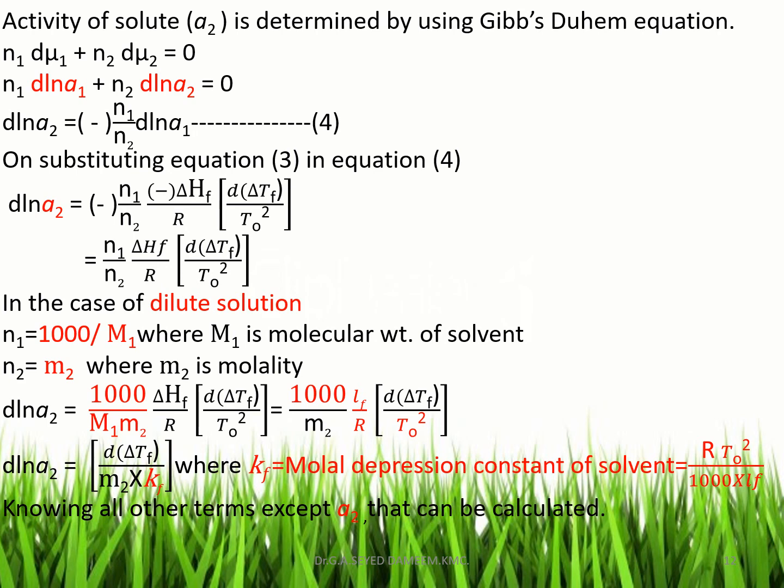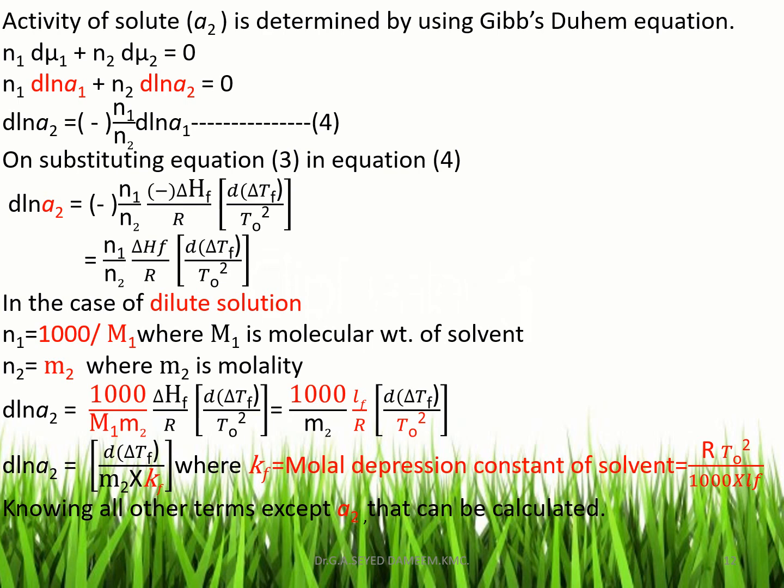On substituting equation 3 in equation 4, we get d ln A2 equal to minus N1 by N2, and instead of d ln A1, we write minus delta HF divided by R, d delta TF divided by T0 square. On simplifying, minus into minus is plus, so d ln A2 is equal to N1 by N2, delta HF divided by R, d delta TF divided by T0 square.